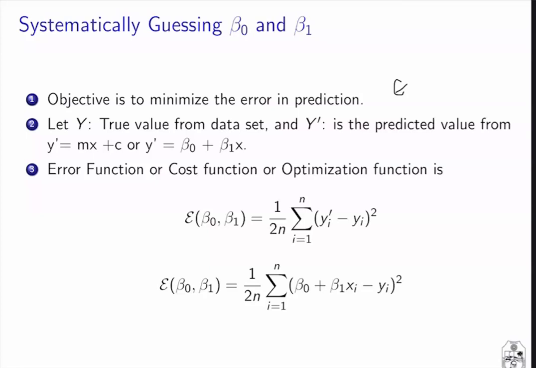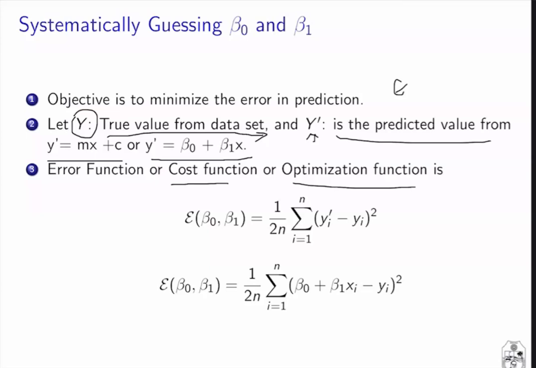See here, let us consider y is our true value, that we get from the data set, and y dash is our predicted value that we can calculate from the linear equation y dash equal to mx plus c, or y dash equal to beta 0 plus beta 1x. Now the error function that we are going to use in the gradient descent algorithm is also known as the cost function or optimization function. There are many names for the error function.